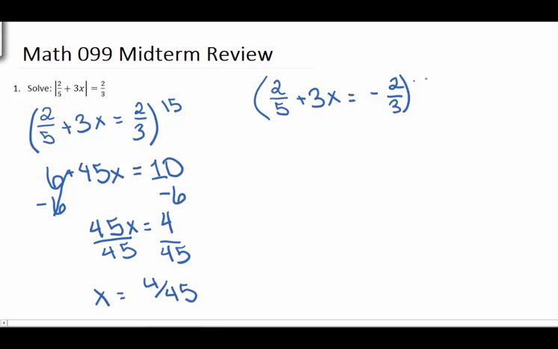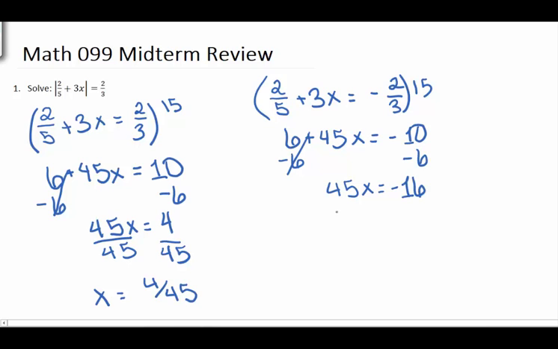Once again, we'll multiply by 15. This time, we get 6 plus 45x is equal to -10. We can subtract 6, and this gives us 45x equal to -16. Dividing both sides by 45 then gives the second answer to this problem. X is equal to -16/45.